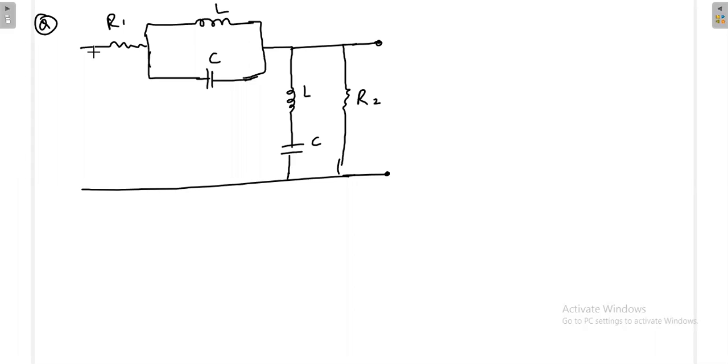Okay, so to solve this problem, you need to know one concept. What is the LC equivalent when it is parallel? What is the LC equivalent when it is series? You should know that condition, then only you can solve this problem. Okay, so now my question is, I am at resonant frequency, F naught.